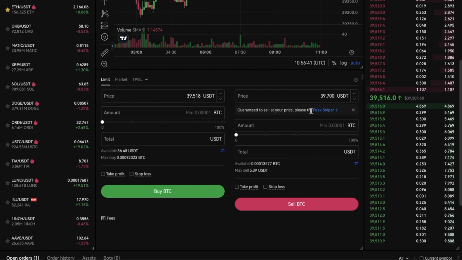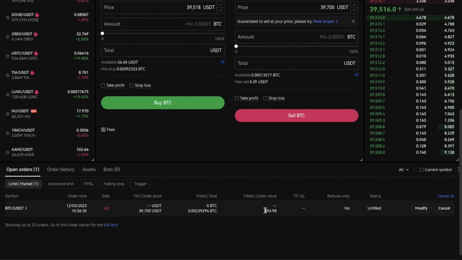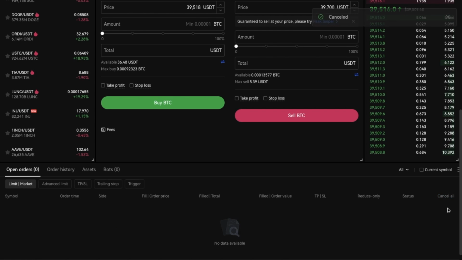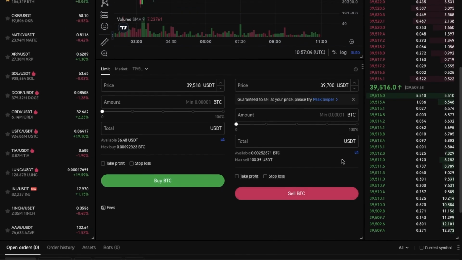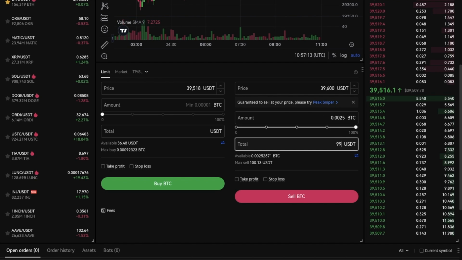And you can view open orders from the bottom of the screen under the Open Orders tab. As you can see, this order is currently open. And open orders can be cancelled if they've not yet been filled. So if you have made a mistake, or if you'd like to change the limit price, you can cancel the order. And then simply try again, which I'm going to do now at $39,600, which is a little bit closer to the current market price, and therefore it's likely to fill during this video.